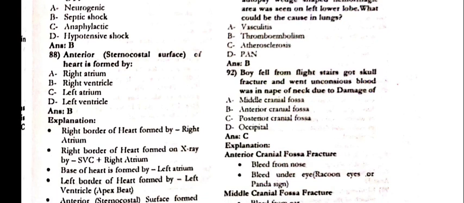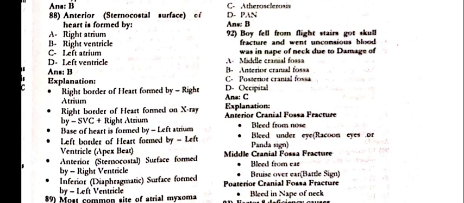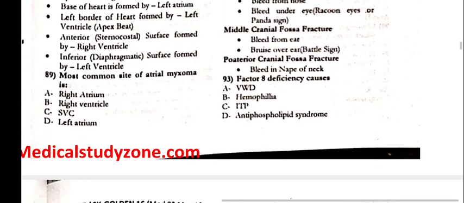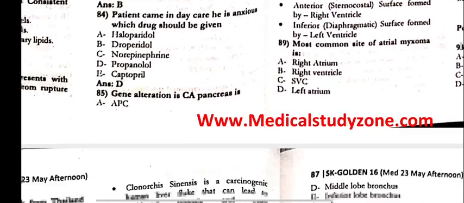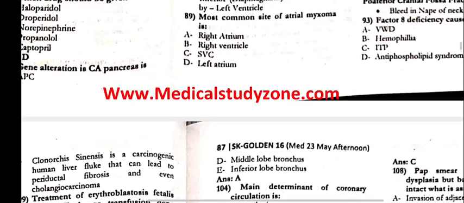92, a boy fell from the flight of stairs, got a skull fracture and went unconscious. Blood was in the nape of the neck. This is damage of the posterior cranial fossa. 93, factor 8 deficiency will basically cause hemophilia.